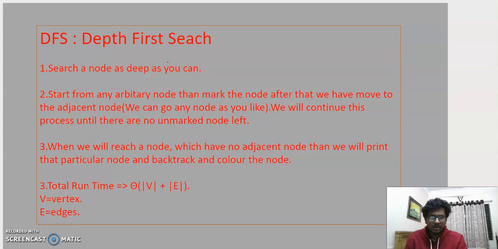And one important thing: when you reach a node which has no other way to go, or no adjacent node to go to, then you need to backtrack from that node. And then the total runtime of DFS is order of V plus E. Here V and E respectively are vertices and edges. Okay, now let's go to the example.